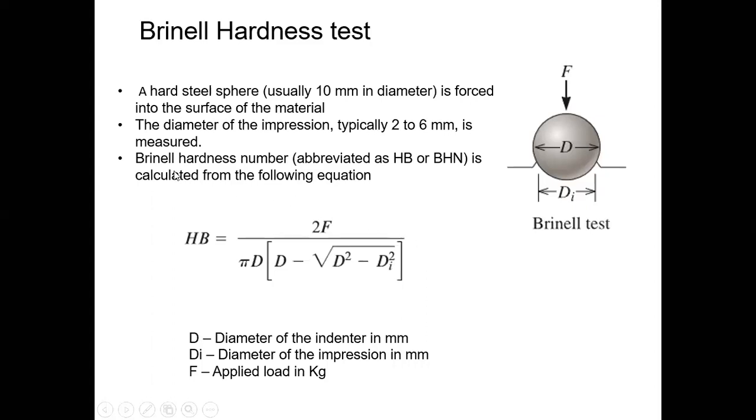right? Then we calculate the Brinell hardness number with this equation, right? Then F is the applied load, because you have to apply a certain load to make that impression. That means a change in the surface, right? So F is the applied load. D is the diameter of the indenter. The material we use to make that impression we call the indenter, right? In case this is a small ball, D is the diameter of the indenter in millimeter, right?